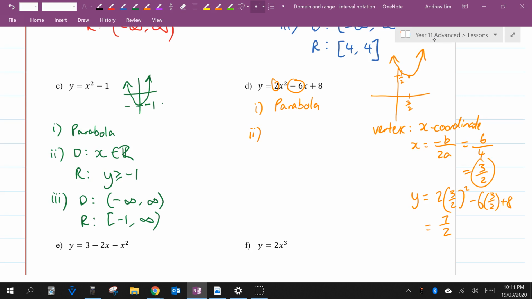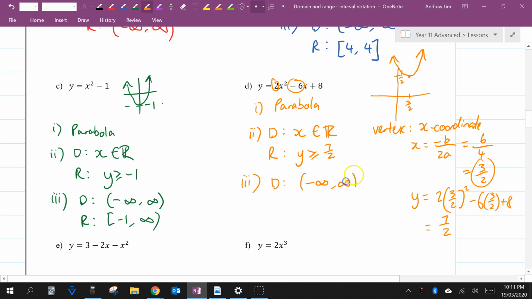Because it's a parabola, the domain is x is an element of all real numbers. Range, y is greater than or equal to 7 over 2. How do we rewrite this in interval notation? Well, x is from negative infinity to infinity. And the range includes 7 over 2 because of the 'or equal to', so we're going to use a square bracket, comma, and it goes all the way to infinity. Sorry, that's a curved bracket.